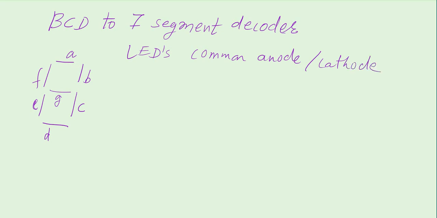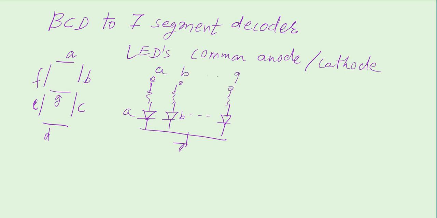Let us consider if they are connected in the common cathode fashion. In that case, all the cathodes are connected together. So for every LED, the cathode, suppose this is A, this is B, and like that, all up to G are there. Then all the cathodes are connected together and the resistances are for the current limiting and the inputs are given here as A, B, C, D, E, F, G.